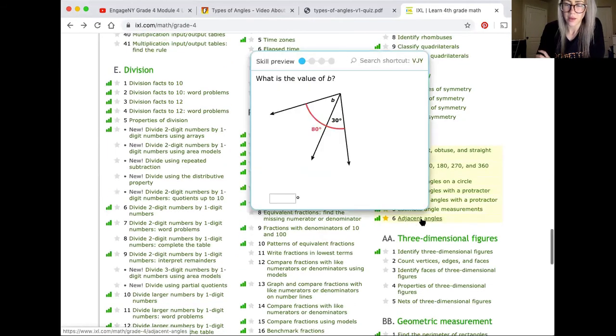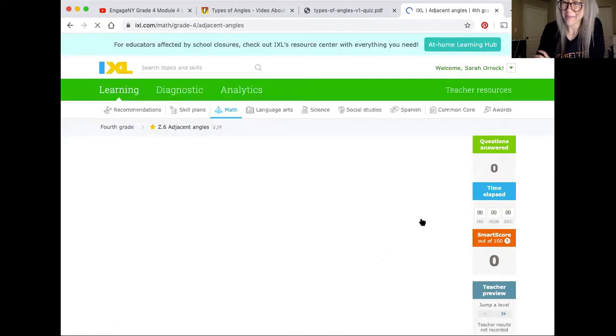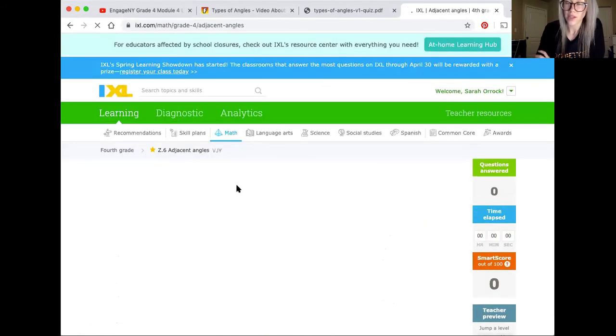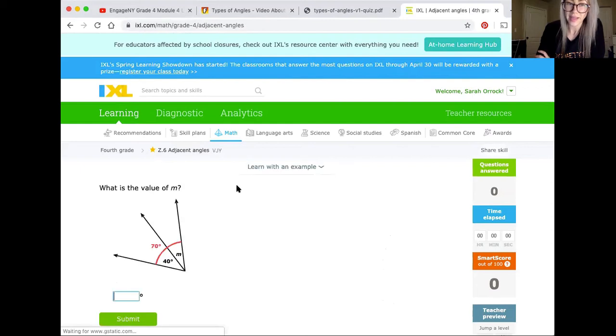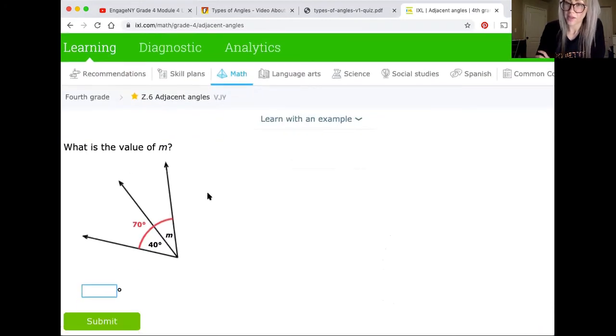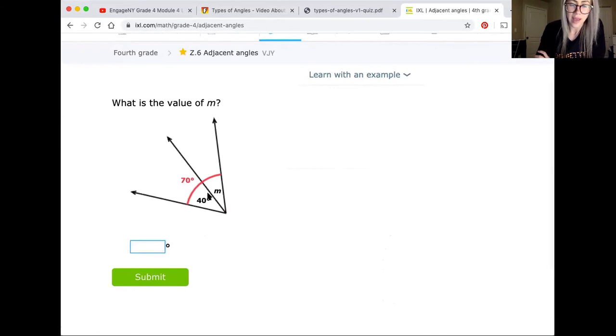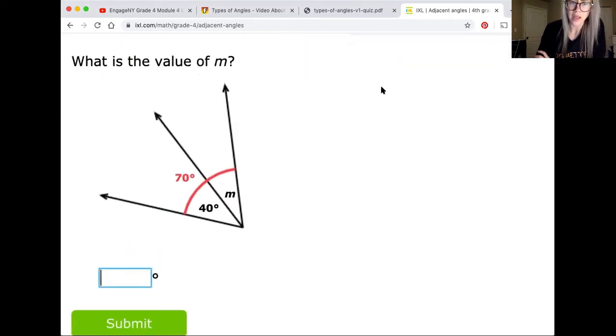I would say number 6, adjacent angles, can be a little tricky. All right, what is the value of M? Now, you really have to problem solve here. And when you're doing this, this is what I want to see. I want to see you with the paper and pencil. I want to see you working the problems. You can use your workbook. You can use the pages you would have normally used for lesson 6, but use paper to solve this.